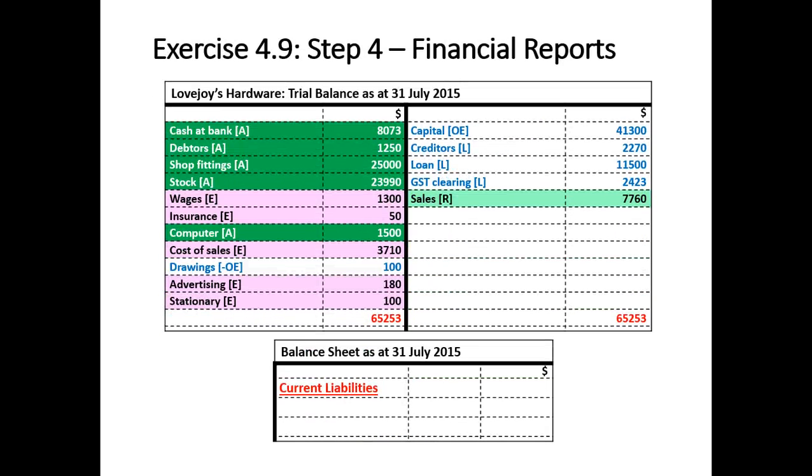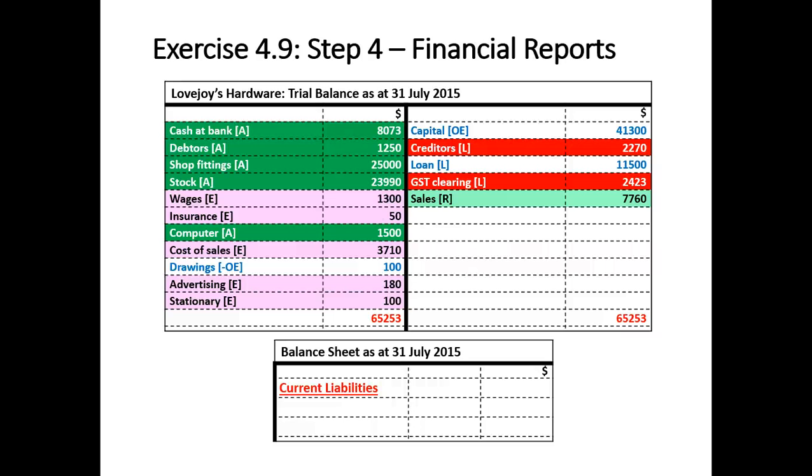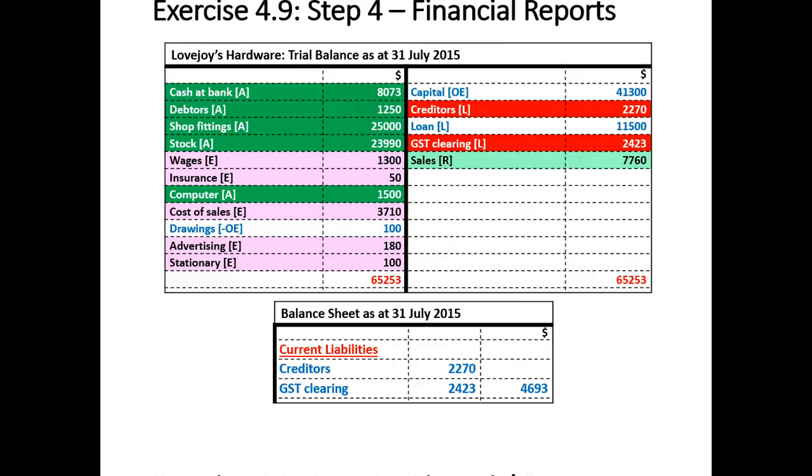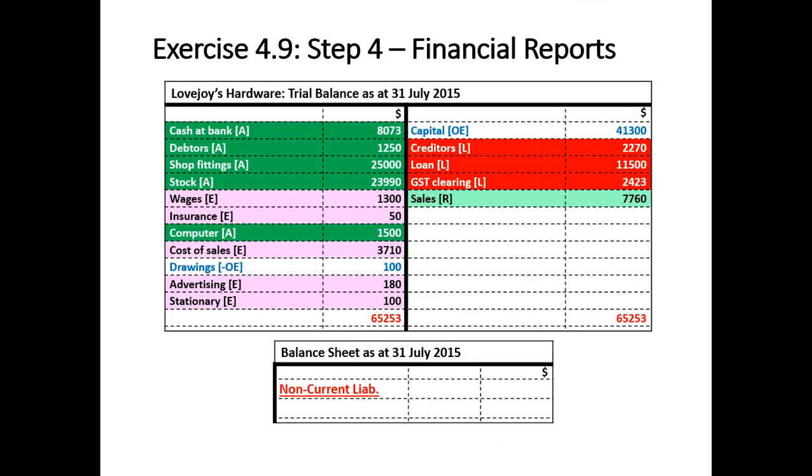We'll start with our current liabilities. We know that liabilities always have credit balances, so we're going to look on the right hand side of this trial balance and we'll find creditors and GST, and we'll put them in the first column, total them up in the second. Then that leaves the loan. The loan is going to be the only non-current liability there.